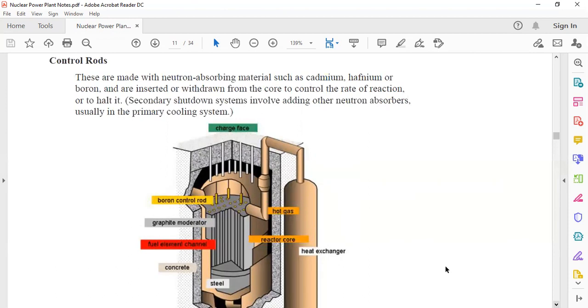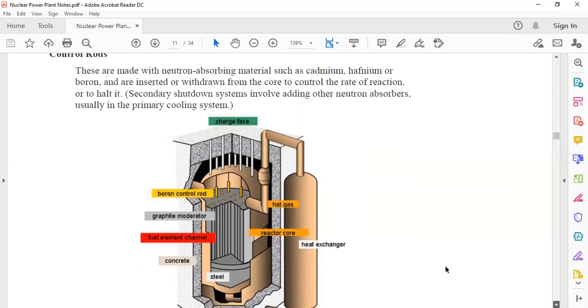So with the help of control rods, the neutrons are absorbed, and once the neutrons have been absorbed, the nuclear chain reaction can be kept under control. Therefore, control rods play a significant, vital role in the nuclear reactor. For control rods, cadmium, hafnium or boron is the most preferred material because these are neutron absorbing materials. Therefore, they are used in the control rods.